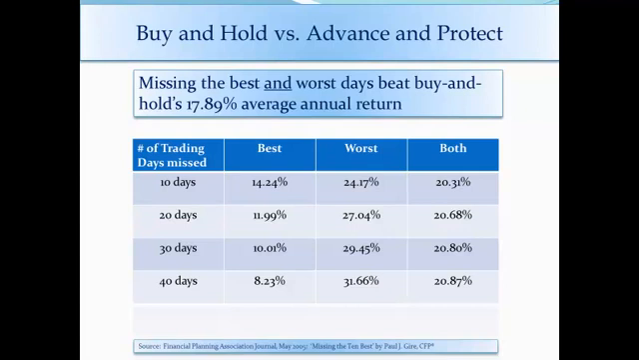So what we did is eliminate the best and the worst trading days from the same 15-year time period. It was interesting, missing the best and worst trading days still beat the buy and hold return of 17.89%, and the returns were pretty even regardless of whether it was 10 or 40 days. That's basically what Advance and Protect does. It removes the peaks and the valleys from a market cycle and captures the middle part of the return.